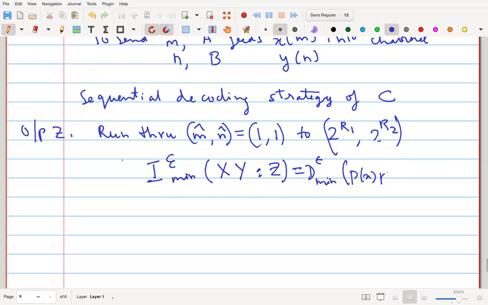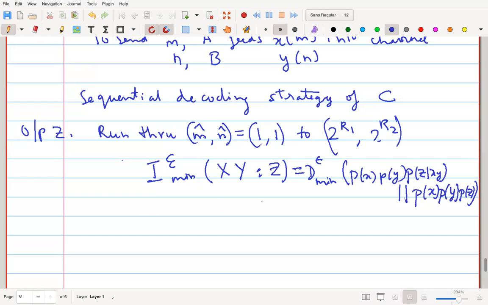So this is Px Py, P Z given xy, with respect to, it should be the product of the marginals, marginal on z times marginal on xy. But the marginal on xy I know is also a product distribution, so it boils down to px times py times pz, a product of three marginals. So that is my I epsilon. It is the D epsilon between these two probability distributions.